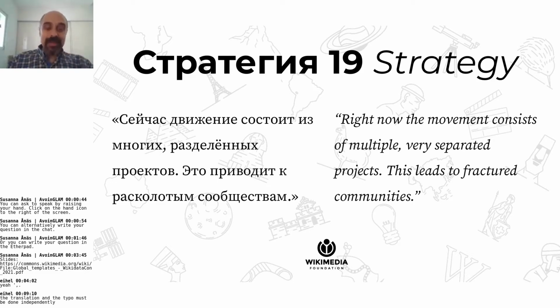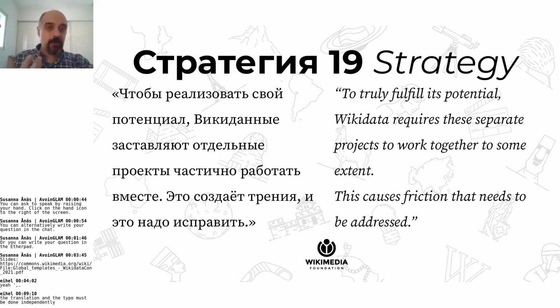But another quotation from the 2019 strategy is that the movement consists of multiple separated projects, separated wikis, separated by language, separated by wiki goals. This leads to fractured communities. Now, how do we make them less fractured? Because Wikidata requires, I don't like this word very much, but it requires separate projects to work together to some extent. And I would love to see the some extent of collaboration to be bigger.